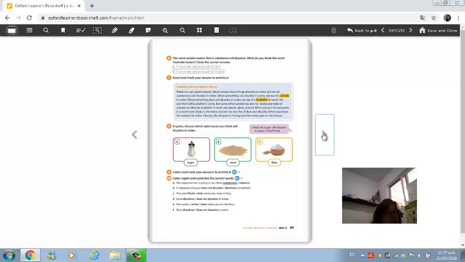Water is a very good solvent, which means many things dissolve in water, but not all substances can dissolve in water. When something can dissolve in water, we say it is soluble in water. When something does not dissolve in water, we say it is insoluble in water. We saw that salt is soluble in water, but some other substances are not. Some examples of substances that are insoluble in water are plastic, glass, and oil.